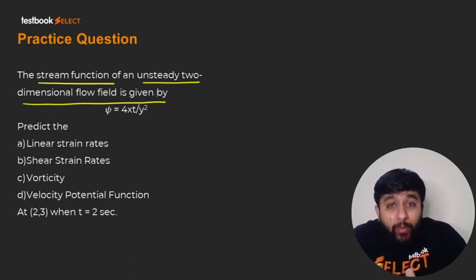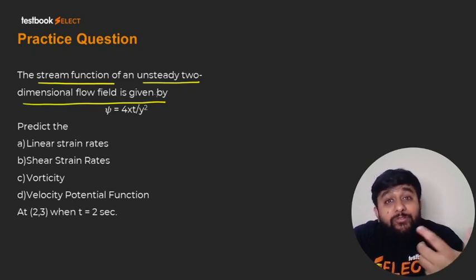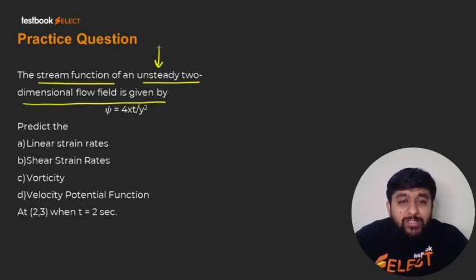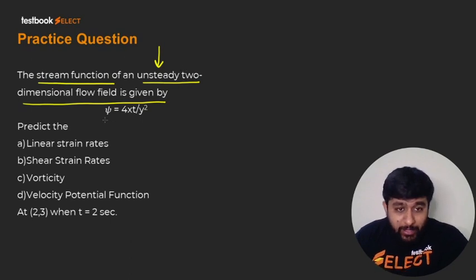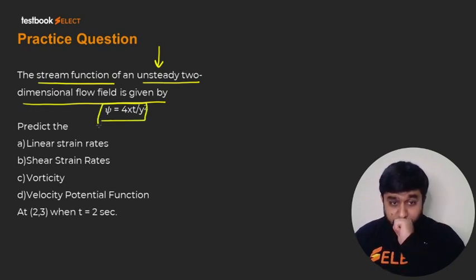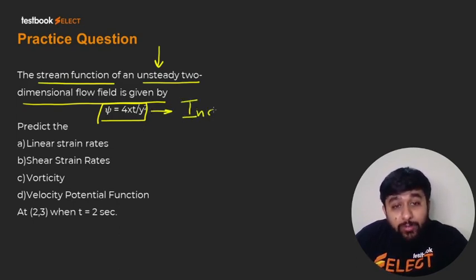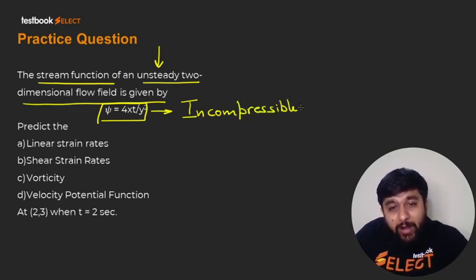So either it should be a liquid without any water hammer, flow of water without any water hammer, or it must be the flow of a gas which is at very low Mach numbers, right? So the flow has to be incompressible. Then only you can define the flow by stream function. So it says there is some sort of unsteady two-dimensional flow field and it is defined by a stream function. So if it is defined by a stream function, definitely the flow is going to be incompressible.